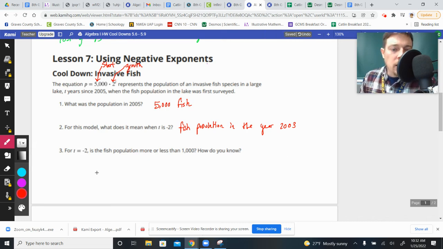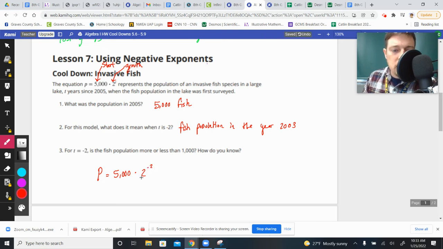For t equaling -2, is the fish population more or less than 1,000? How do we know? Well, we got a couple of things that we could do. We could use the equation and plug it in and see what it equals. 5,000 times 2 to the -2 power.